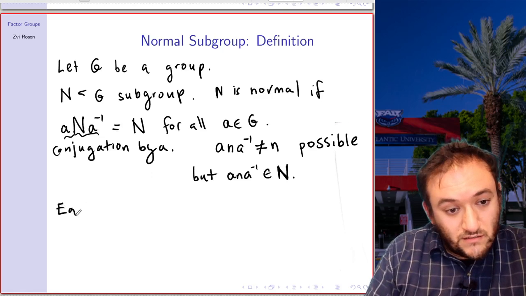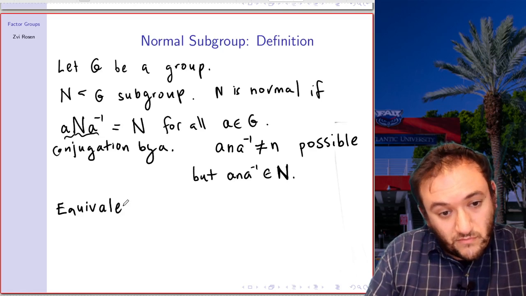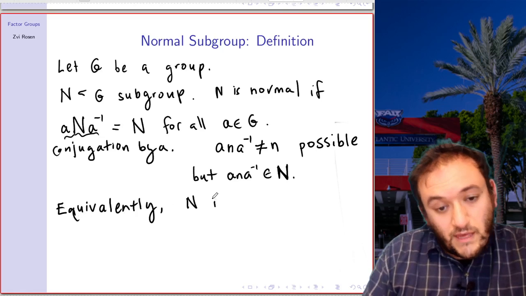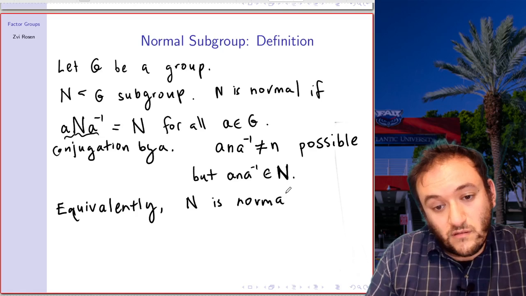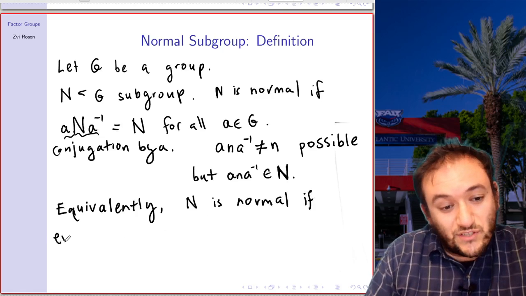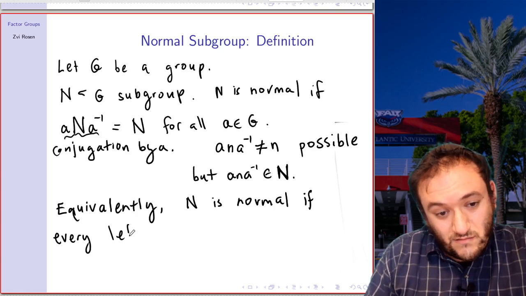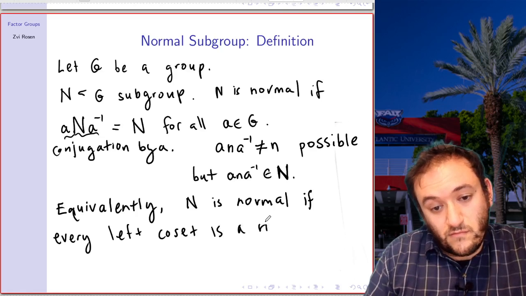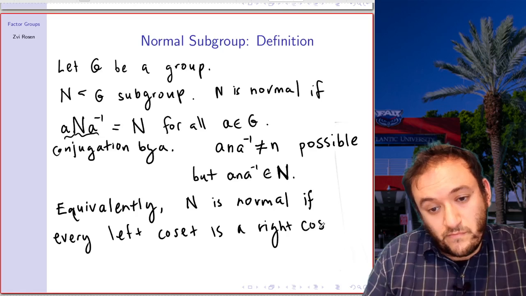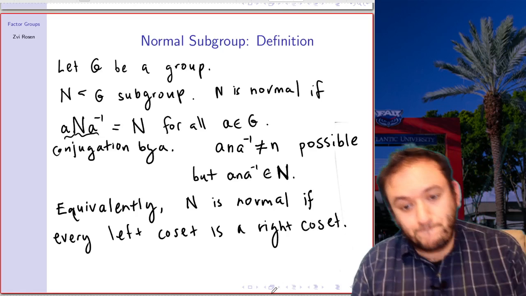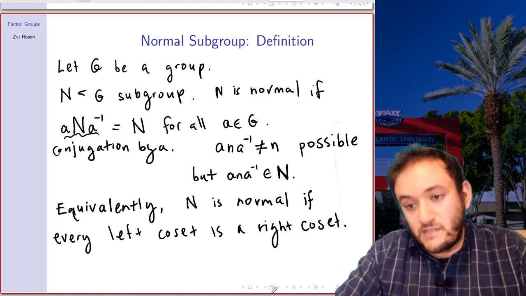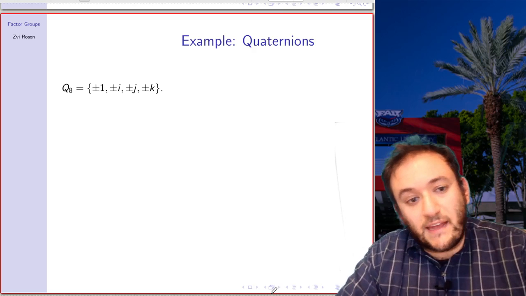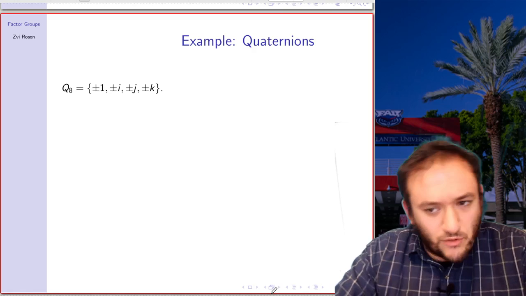Equivalent description: N is normal if every left coset is a right coset. And we saw both of these definitions in class. So let's look at an example group, which I don't believe we've discussed before.